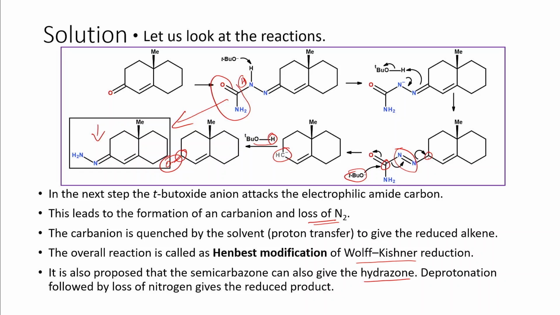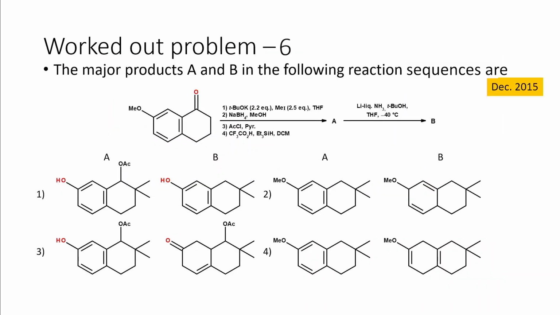So people had proposed two types of mechanisms: the semicarbazone directly undergoing the reaction, or the semicarbazone getting converted to hydrazone and then undergoing the same set of reactions. Both possibilities exist, and this is basically called the Huang-Minlon modification of Wolff-Kishner reduction. So let us move on to the next problem.